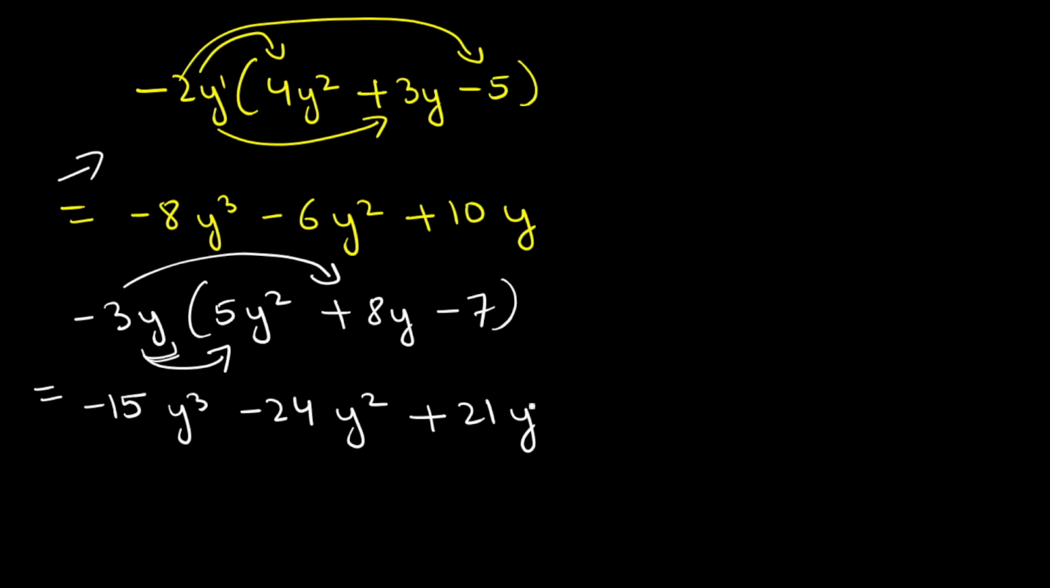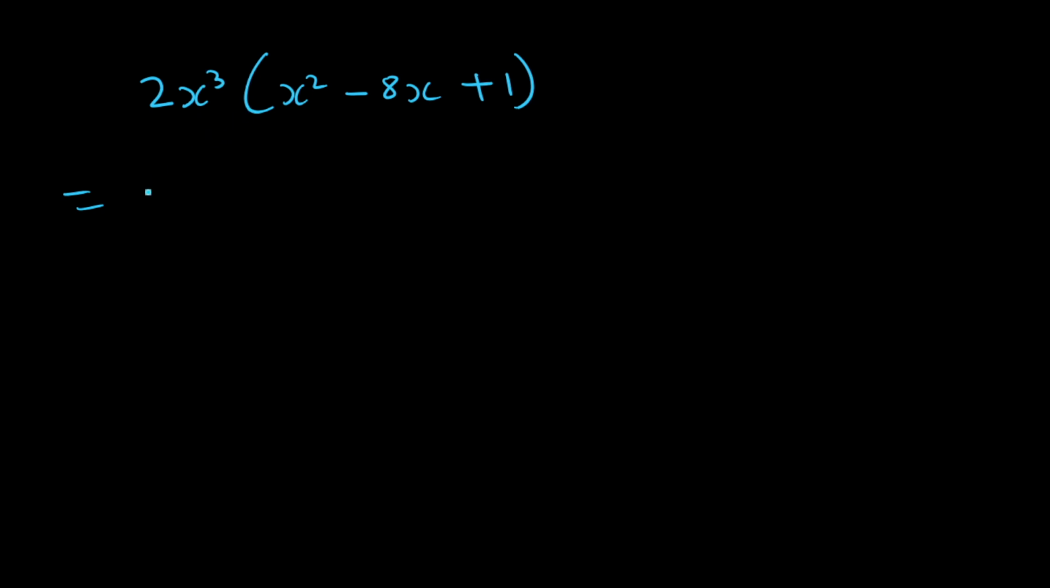Okay, so this is our final answer, and let's take a look at a few more examples before we move further. Over here we have 2x cubed times (x squared minus 8x plus 1). This time the variable in the front already has a power of 3, which is x cubed.